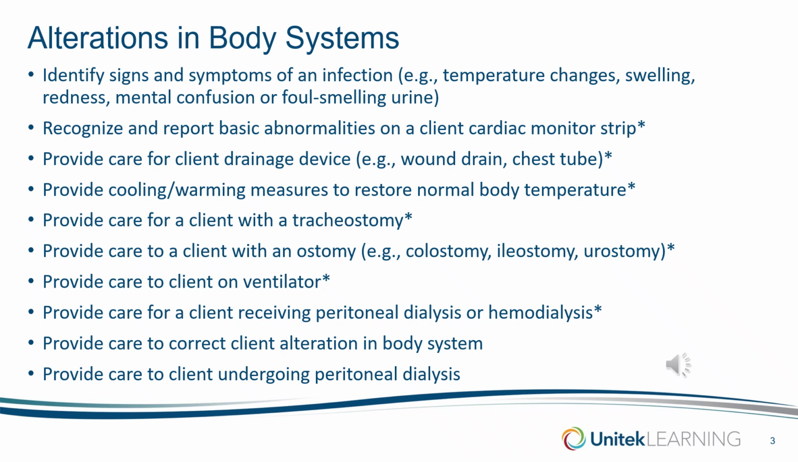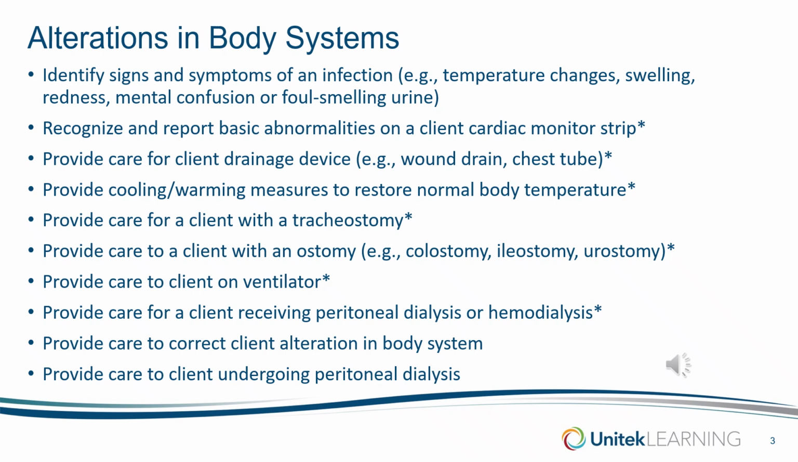It is necessary to identify and report basic cardiac abnormalities. Some basic rhythms include normal sinus rhythm, bradycardia, tachycardia, atrial fibrillation, atrial flutter, premature ventricular contraction, ventricular tachycardia, and ventricular fibrillation. Nurses must know how to manage drains like chest tubes or wound drains. It's essential to know how to maintain patency, assess output, and prevent infection.